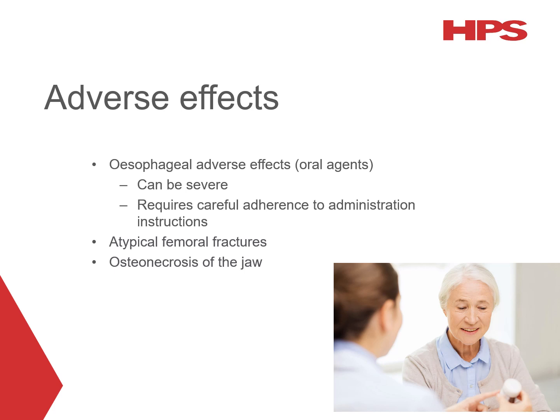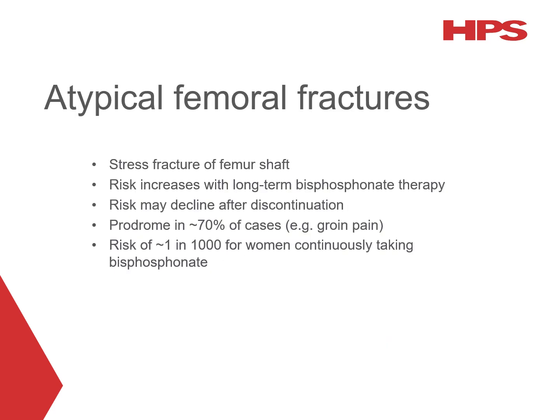There are also some much less common adverse effects of note. These include atypical femoral fractures and osteonecrosis of the jaw. Atypical femoral fractures are a type of stress fracture of the femur shaft, and this occurs with either minimal or no trauma. The atypical fracture pattern can occur in patients who are not taking anti-resorptive medications. However, the risk is increased in patients who are on long-term bisphosphonate therapy, so for longer than 3 to 5 years.